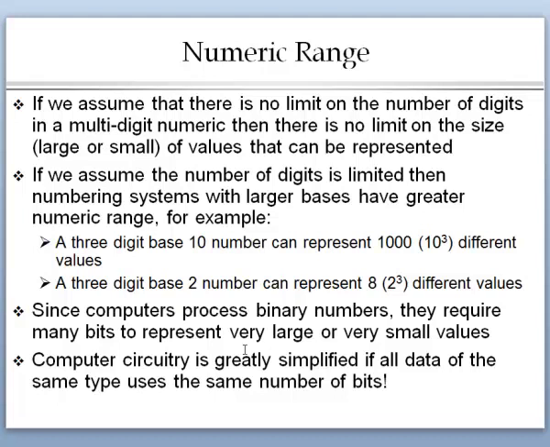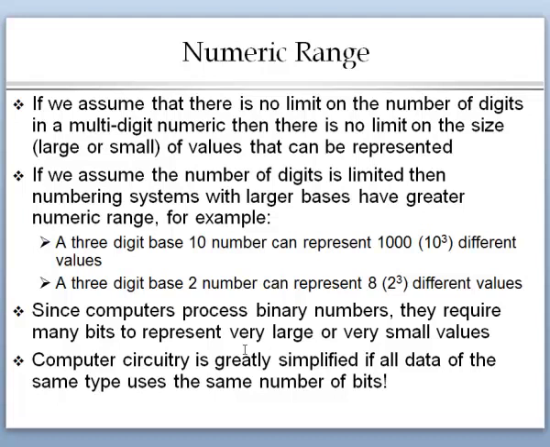Okay, 15 in base 10. Well, 15 in base 10 can be written in 2 digits, a 1 followed by a 5. 15 in base 2 requires 4 digits or 5 digits? 2, 4, 8, 16, 4 digits. No, I'm sorry, 5 digits. Okay. So what took 2 digits to represent in base 10 takes 5 digits to represent in base 2. Unfortunately, as the numbers get larger, that difference increases exponentially.